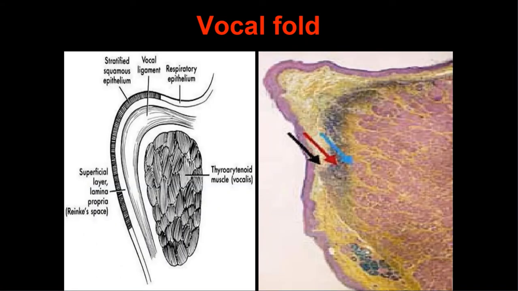This is again the same picture, stratified squamous epithelium. The structure of the vocal cord is important, you have to remember. There is a lining epithelium, the stratified squamous epithelium, and the Reinke space between the vocal ligament and the epithelium. That is the superficial layer of the lamina propria, and the thyroarytenoid muscle or vocalis. And this is the vocal ligament.